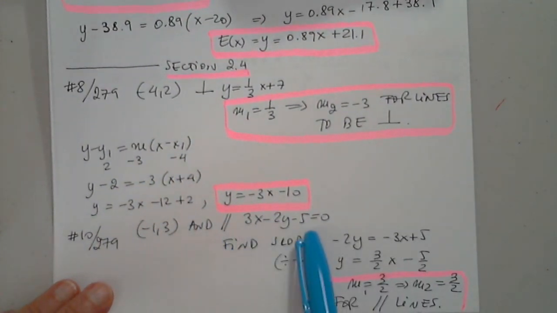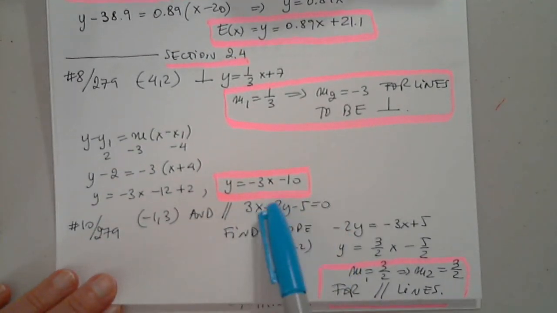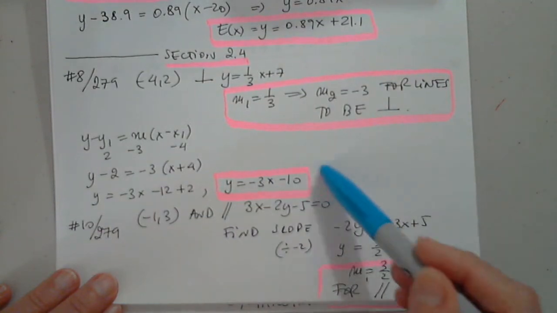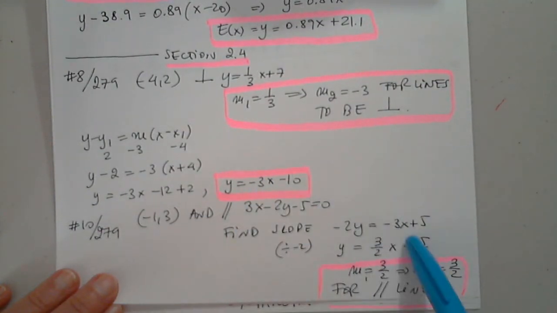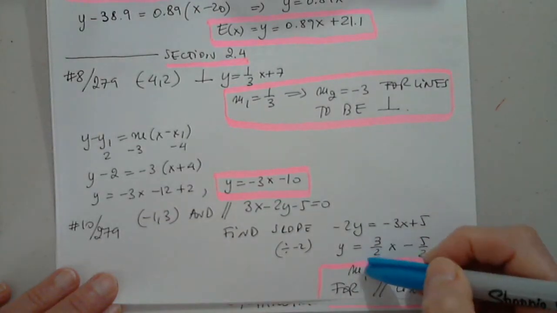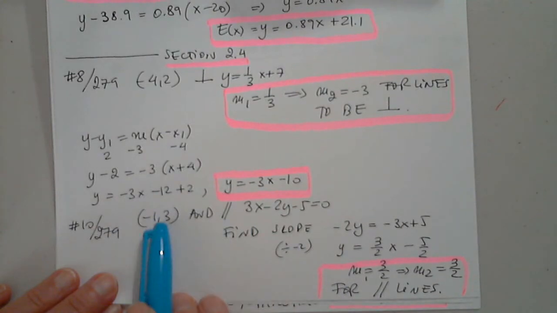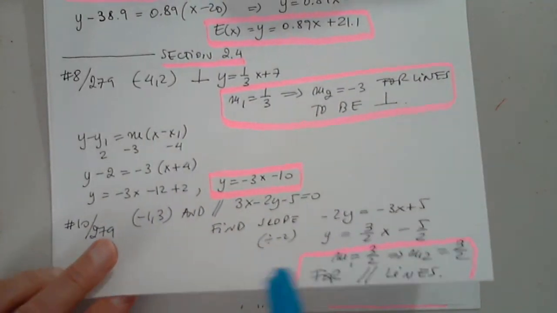The same thing here, but parallel. So I have to find the slope here. In order to find the slope, I have to solve for y. So I moved 3x to the other side, and I divided by negative 2 term by term. If the slope of this line is 3/2, the slope of the other line has to be 3/2 as well, because they are parallel.